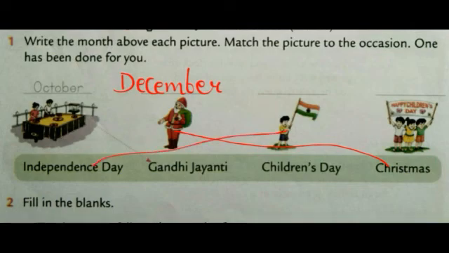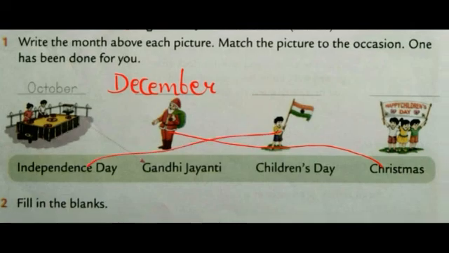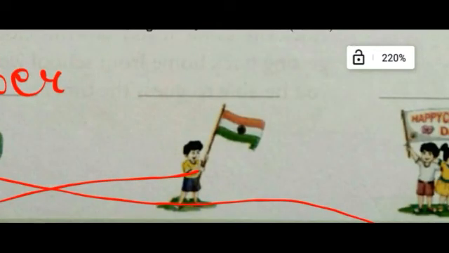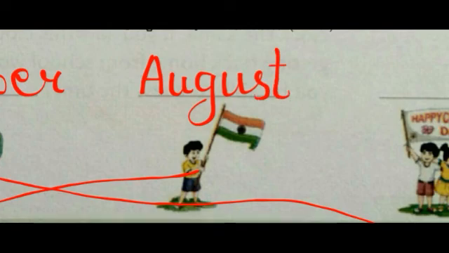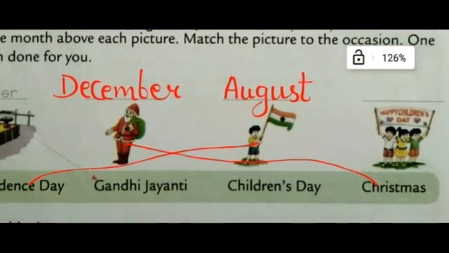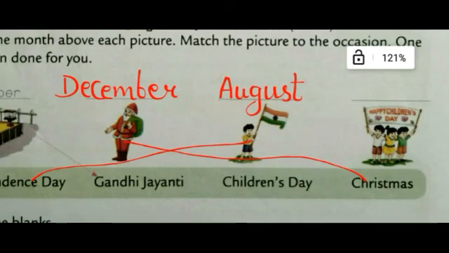Okay. So in which month do we celebrate Independence Day? 15th of August every year. So we will write the spelling of August here. A-U-G-U-S-T, August. Okay. Now see the last picture. Here the children are celebrating Children's Day. Okay, so first we will match it with it.